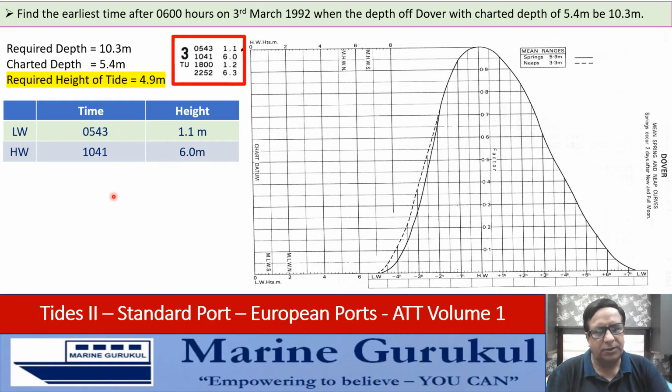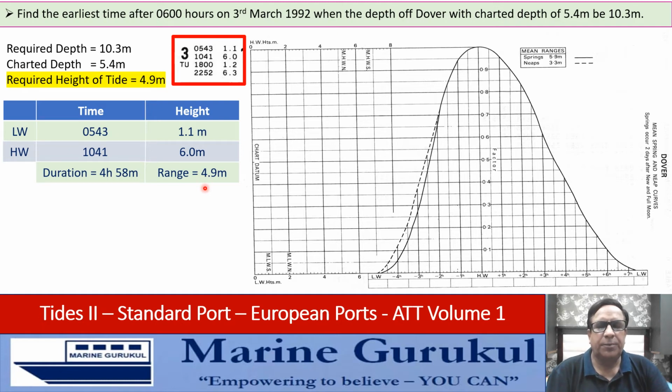Quickly, please get the duration of the tide. I'm sure you'll agree the duration is 4 hours 58 minutes. Likewise, please do get the range of tide. Range of tide is 4.9 meters.